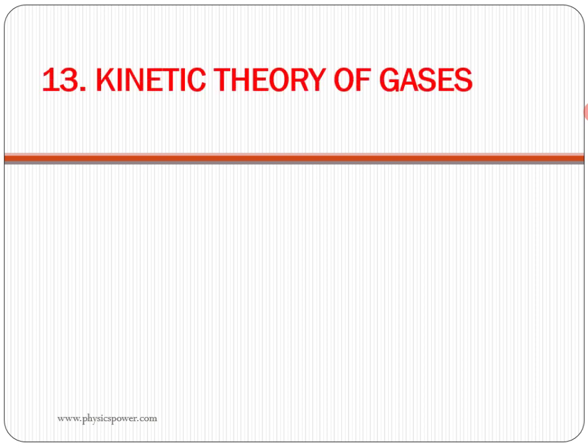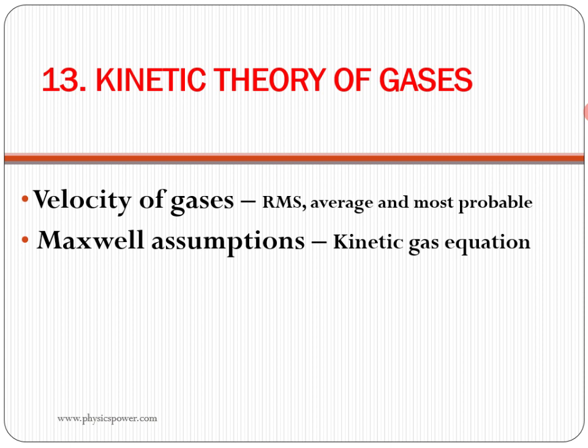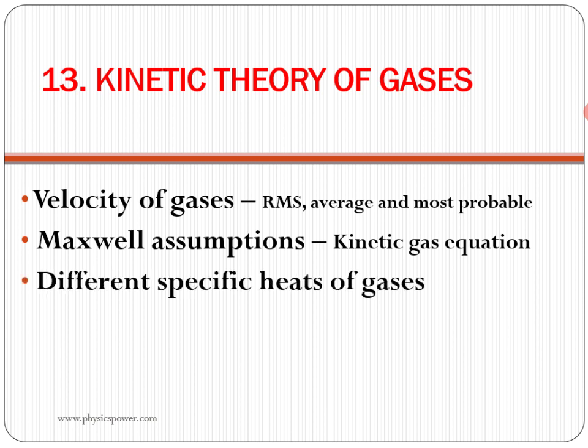Next lesson, that is kinetic theory of gases. So in previous lessons, mechanical properties of solids and fluids were completed. So only gas concepts will be covered in this lesson. Those are velocities of gases. There are three different types of velocities: RMS velocity, average velocity, most probable velocity, those details, and as well as Maxwell's assumptions to explain the behavior of the gas, and with his assumptions he was able to derive the kinetic gas equation also, which gives the details about the pressure of the gas in terms of some physical quantities of the gas, and as well as different specific heats of the gas also covered, and as well as mean free path.